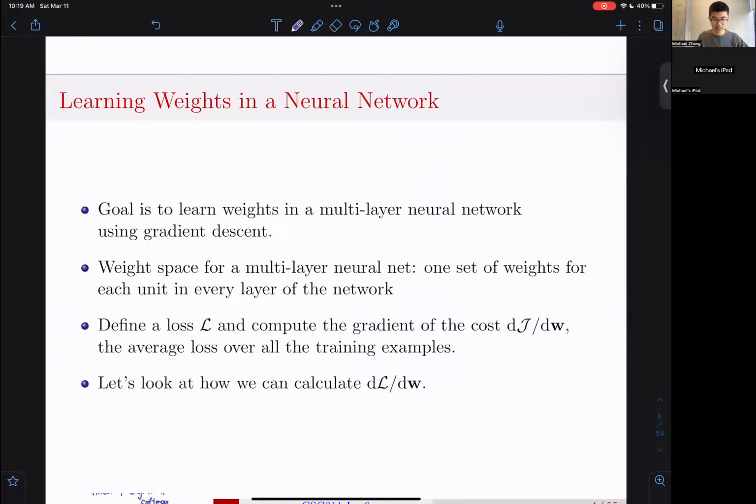Okay, so the slides describe what I said in words. Our goal is to define this loss over training examples, and today we're going to talk about this really computationally efficient way to actually compute the gradients.